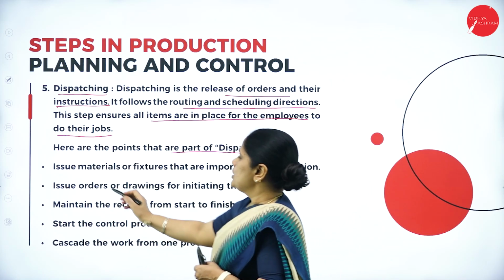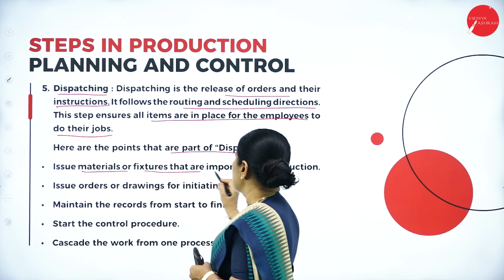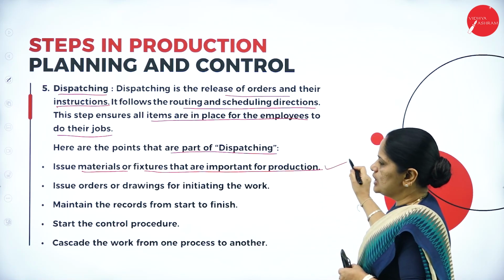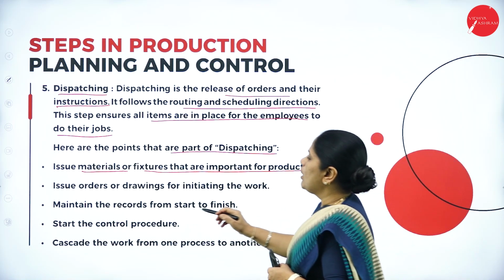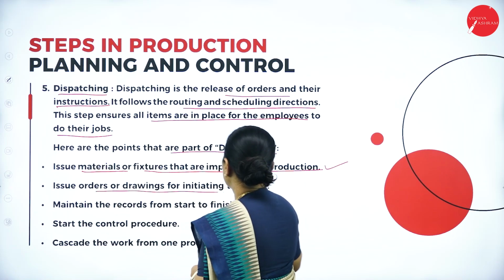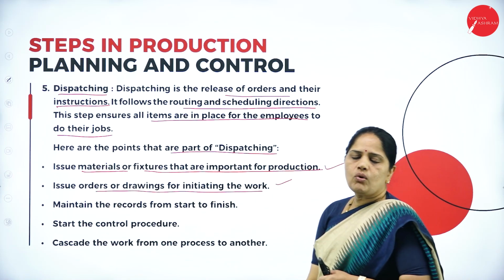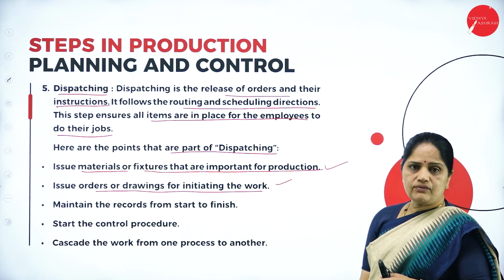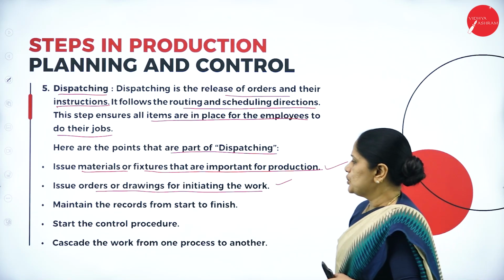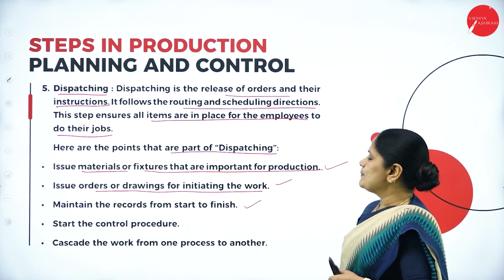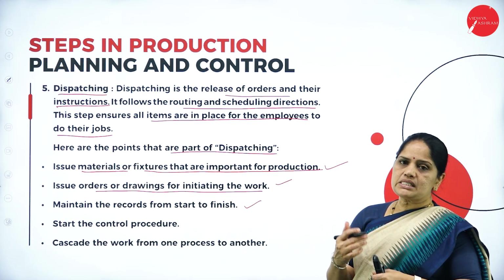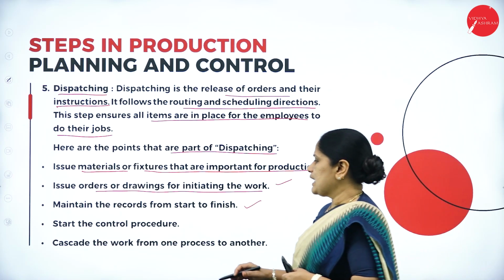First one is issue of materials or fixtures that are important for production. So, this is essential. Second one, issue orders or drawings for initiating the work. What kind of orders are needed and what kind of drawings are needed for the work that should be issued. Maintain the records from start to finish. So, what are the records available from the start to the finish that should be kept?